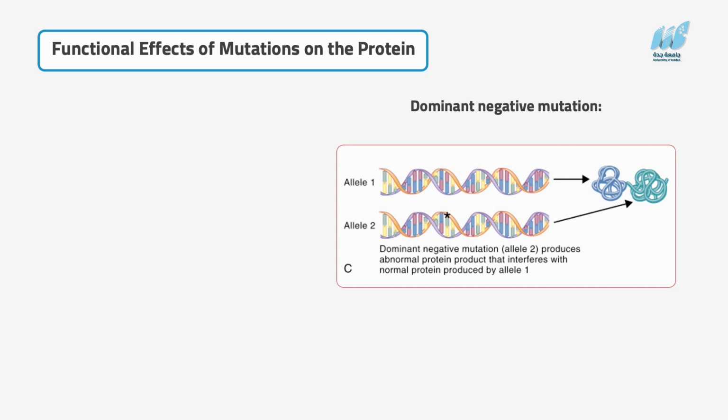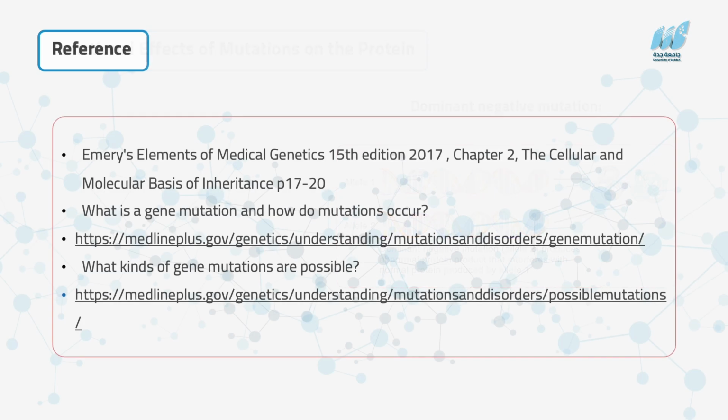Lastly, the dominant negative mutation. It results in a protein product that not only is abnormal, but also inhibits the function of the protein product made by the normal allele in the heterozygous.